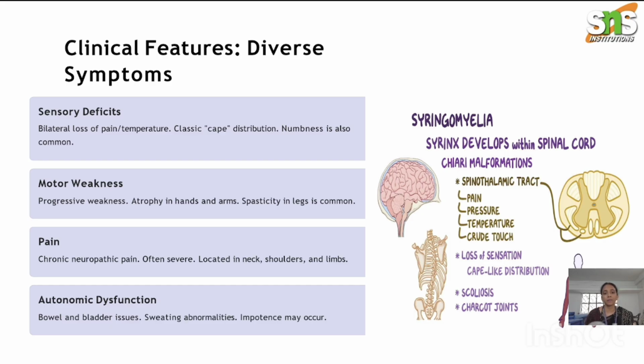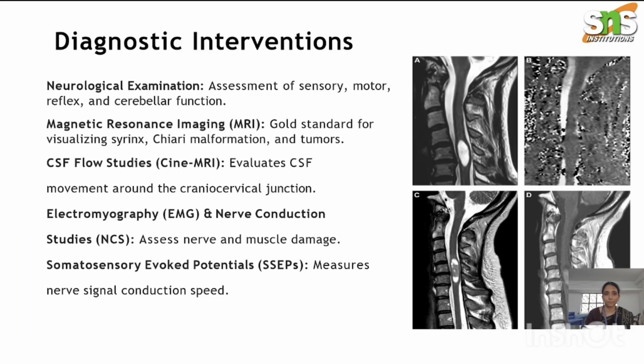The next is autonomic dysfunction. We can expect bowel and bladder issues. Sweating abnormalities will be there, and impotence may also occur in syringomyelia cases. The involvement of the spinothalamic tract causes pressure, pain, temperature, and crude touch sensations to be majorly affected. The loss of sensation, like the cape-like distribution, and scoliosis can be expected. Charcot joint symptoms can be seen in syringomyelia.